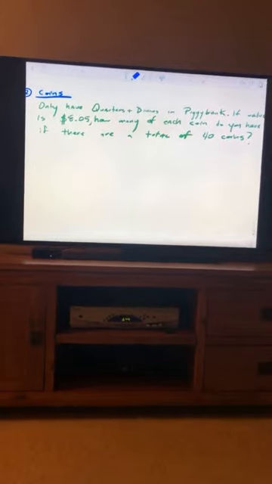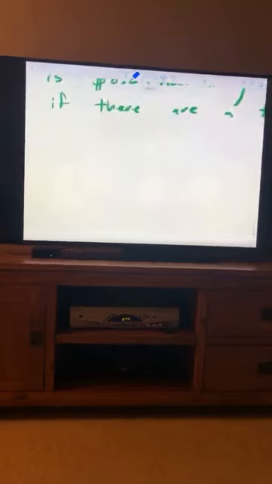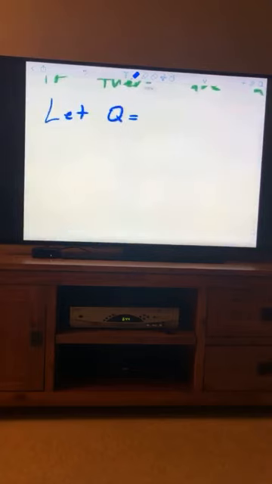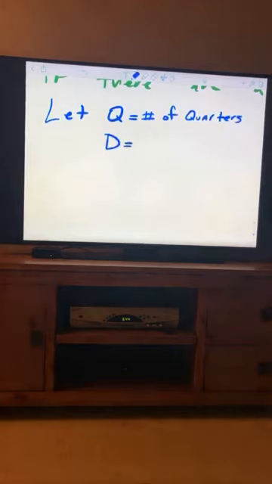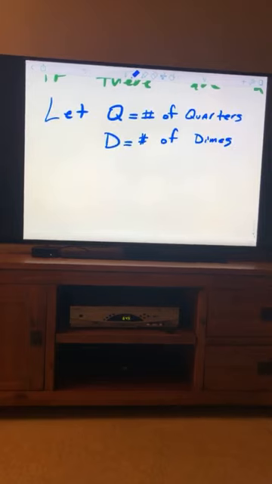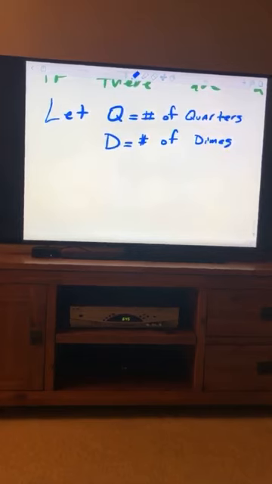All right, so we're going to start by assigning variables here. I'll zoom in, I know it's hard to see. So we'll say let Q equal the number of quarters that this person may or may not have, and D equal the number of dimes. So now the 2 pieces of information are the fact that I have 40 coins and $8.05.